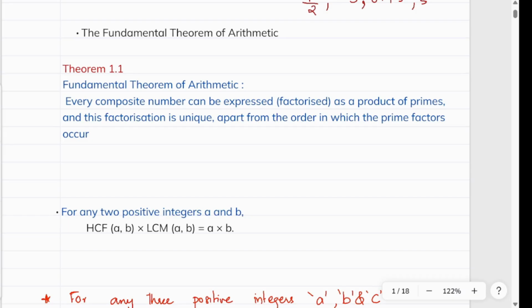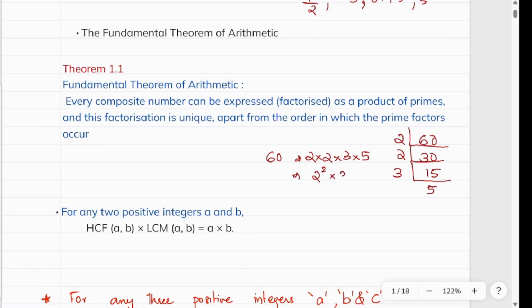So, for example, if I'm taking the number 60, what can I do? I can factorize the 60, right? 60 can be factorized as, if I'm dividing it by 2, I will get 30. When again divided by 2, I will get 15. Now I need to divide it by 3, then I will get 5. So it can be written in which form? 2 into 2 into 3 into 5. So this can be written as 2 raised to 2 into 3 raised to 1 into 5 raised to 1.